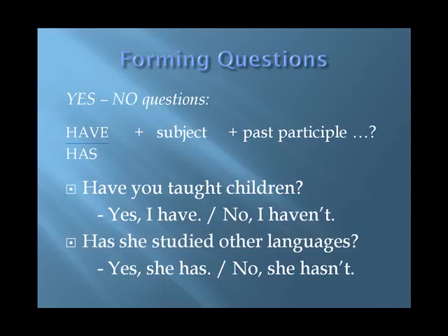Watch the answers. We can use short answers to these yes/no questions. They are: yes, I have, or no, I haven't. Yes, she has, or no, she hasn't. So it's not necessary to give a full answer with the past participle.